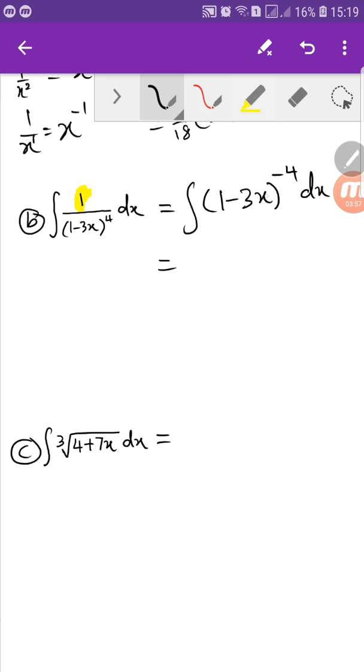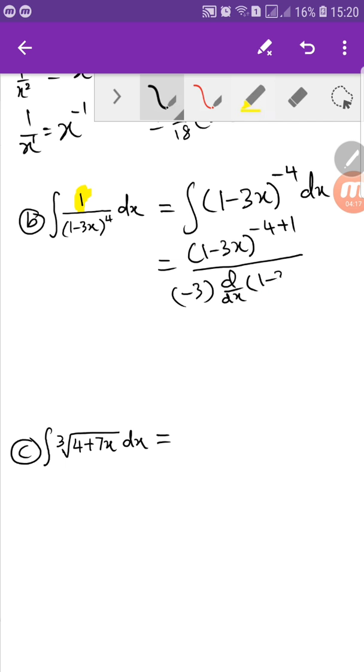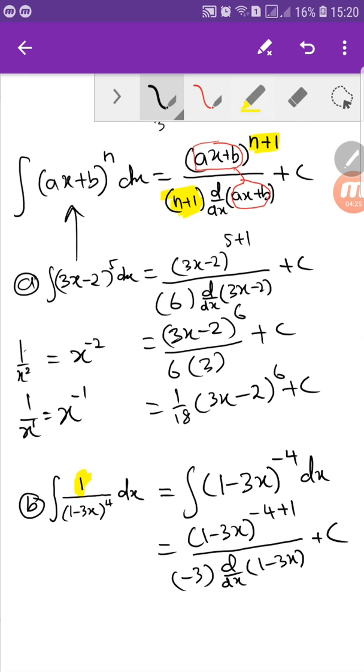Now it's already in the form of a bracket and a certain power, so we can use the previous formula. What we do is just copy paste the bracket with the power more by 1, divide by the new power minus 3, and the differentiation of the bracket. Please take note, this formula only applies if the content of the bracket is a linear function. Linear function means the power of x is 1.